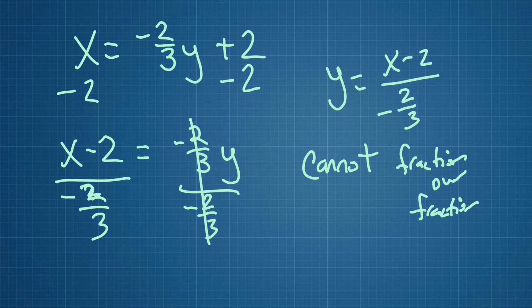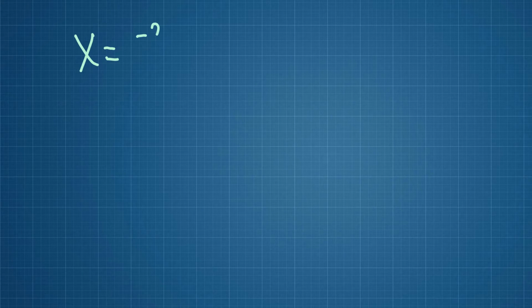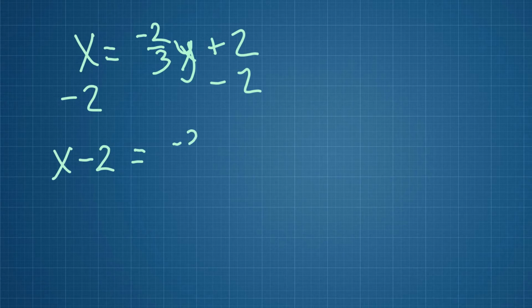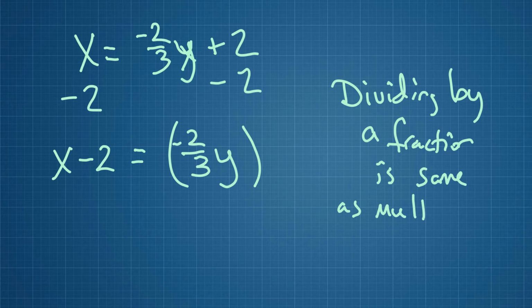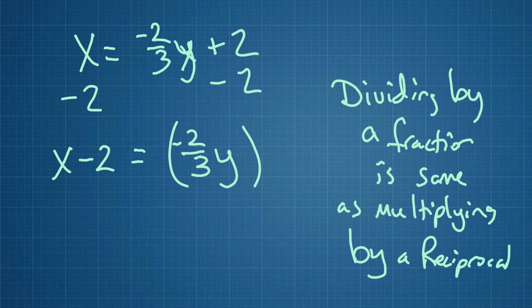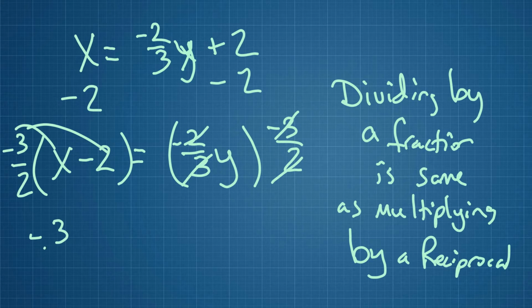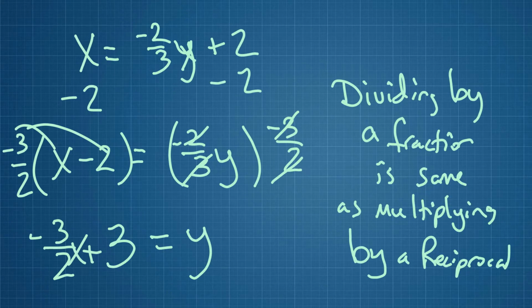But if you don't want to do this, you could put x is negative 2/3 y plus 2. Subtract 2 from both sides. You get x minus 2 equals negative 2/3 y. You could multiply. So dividing by a fraction is the same as multiplying by a reciprocal. So I could multiply by negative 3/2, which makes those cancel, which means I do that on both sides. So I get negative 3/2 x plus 3 equals y, which is what I had as my final answer. So that's another way to get that in number 10. So that's just another option for 10.